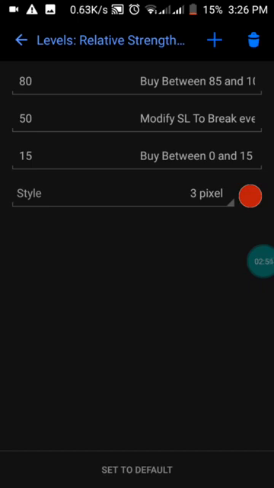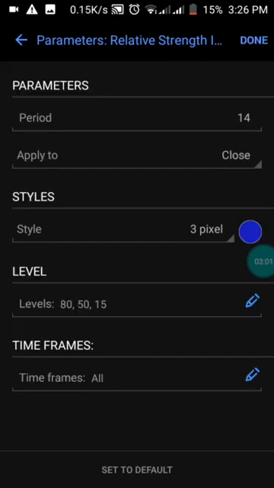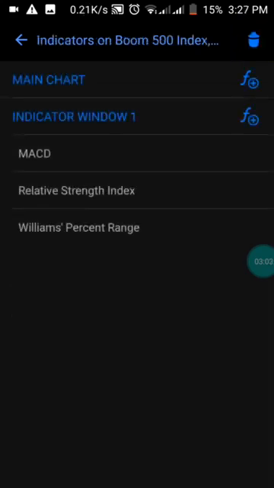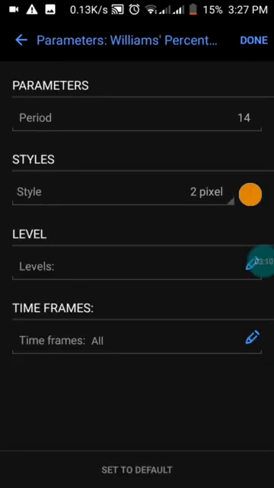I'm always very active at this particular entry. Anytime my price reaches that particular level, I have to be sensitive enough to follow the rules of how this strategy really works. So I believe it can really work for you guys. Under my Williams percentage range, I have the period of 14, and I have my style in yellow color. I don't apply any level on this. Then you press done.